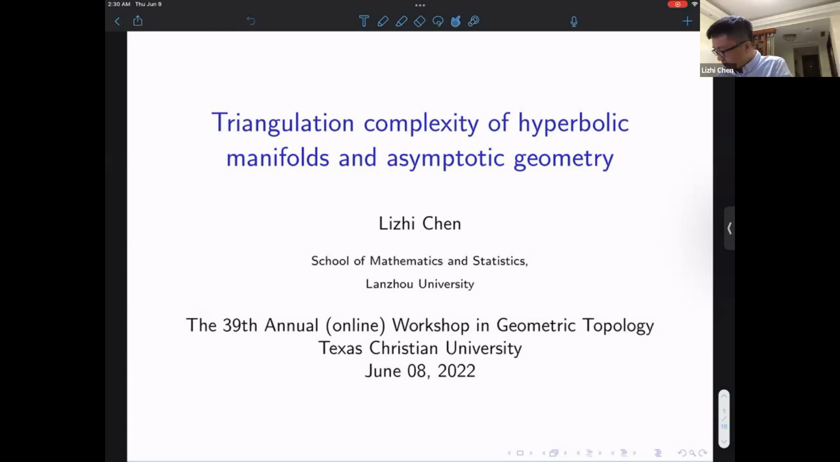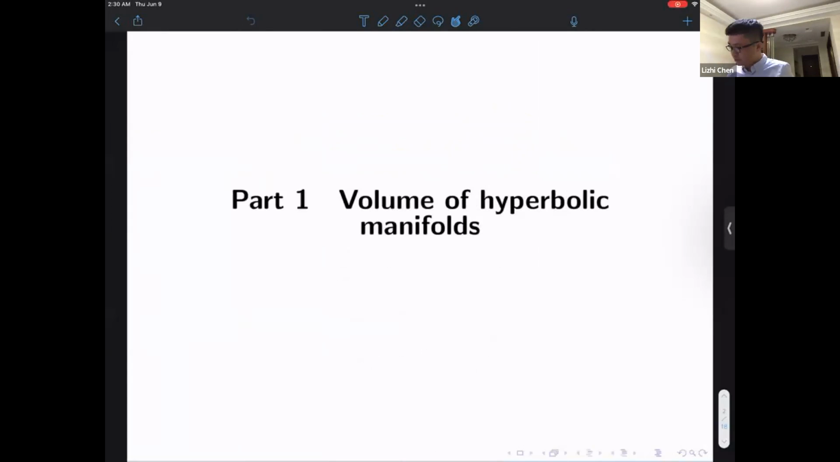I'm very happy to have one opportunity to present my recent work. So today I'm going to talk about the triangulation complexity of hyperbolic manifolds and also its connection to the asymptotic invariant from systolic geometry. So I'll start from some very basic knowledge about hyperbolic manifolds.